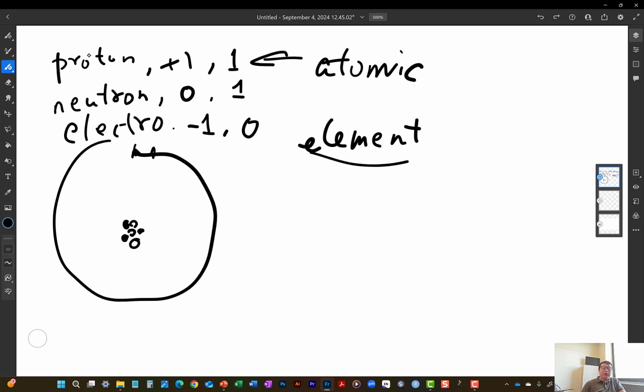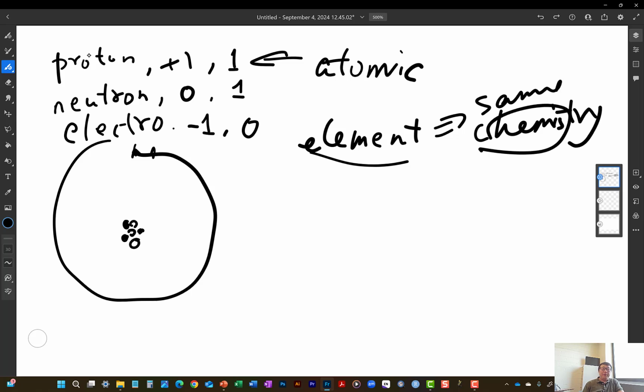And how do we define elements? All atoms of an element have the same chemical properties. Which means atoms with the same atomic number, the same number of protons, have the same chemical properties. Why? That's because the number of protons determines the number of electrons, and electrons give an atom its chemical properties.